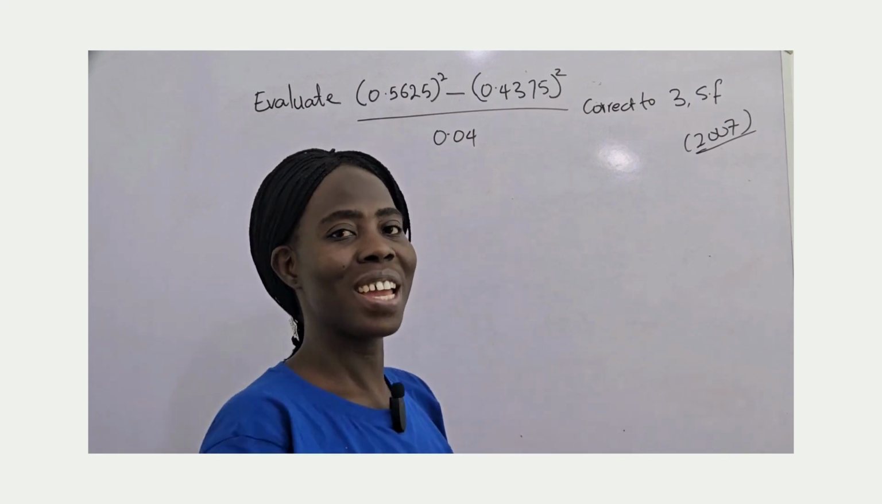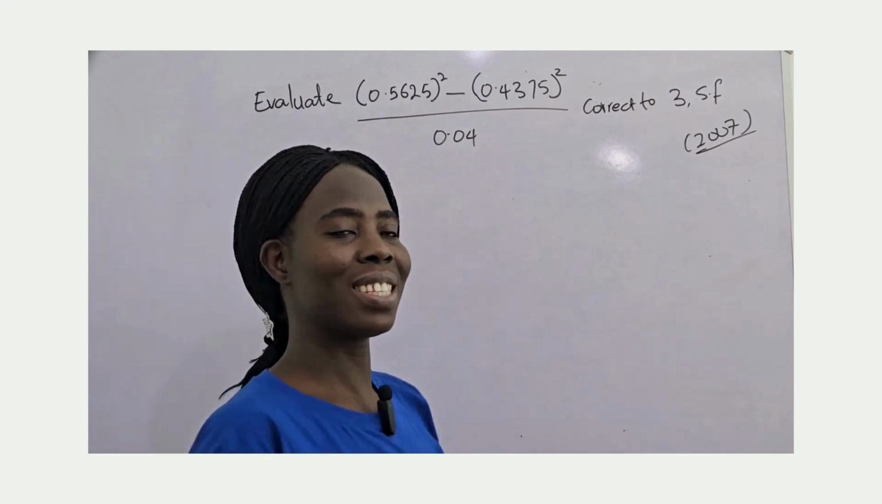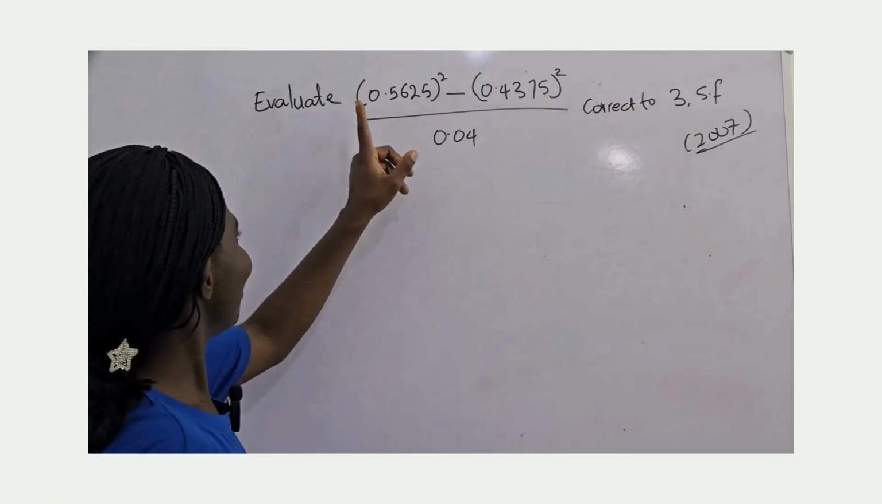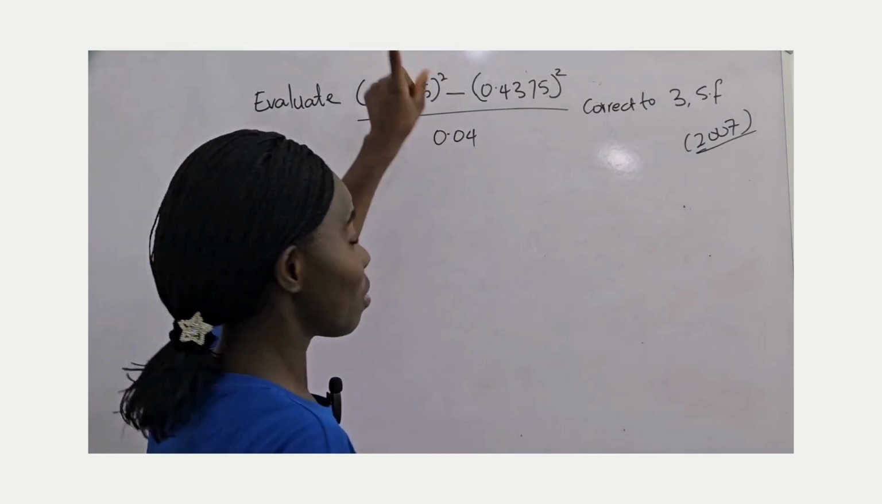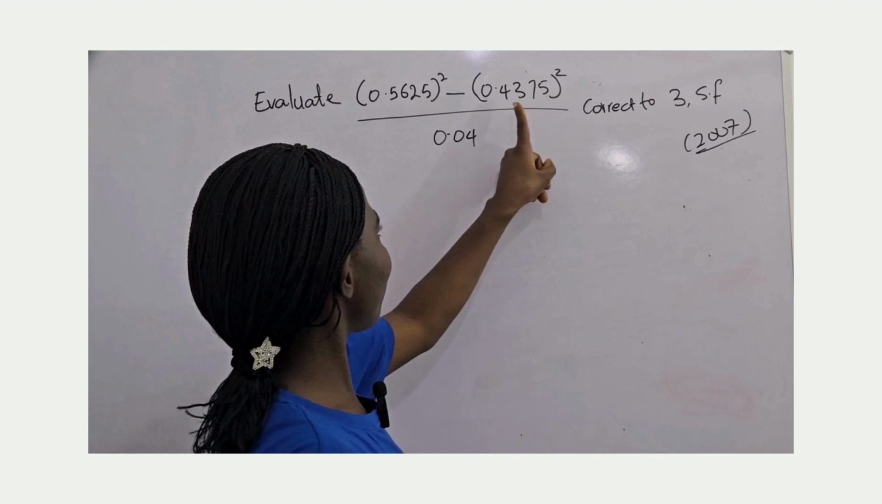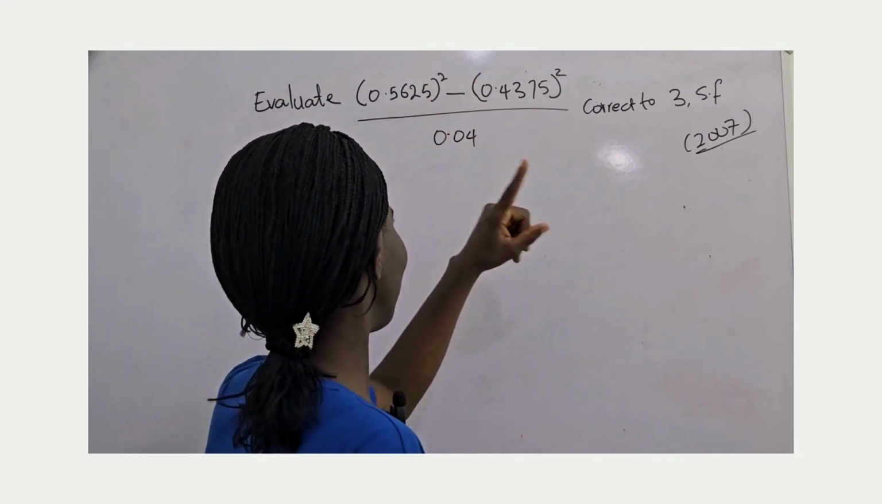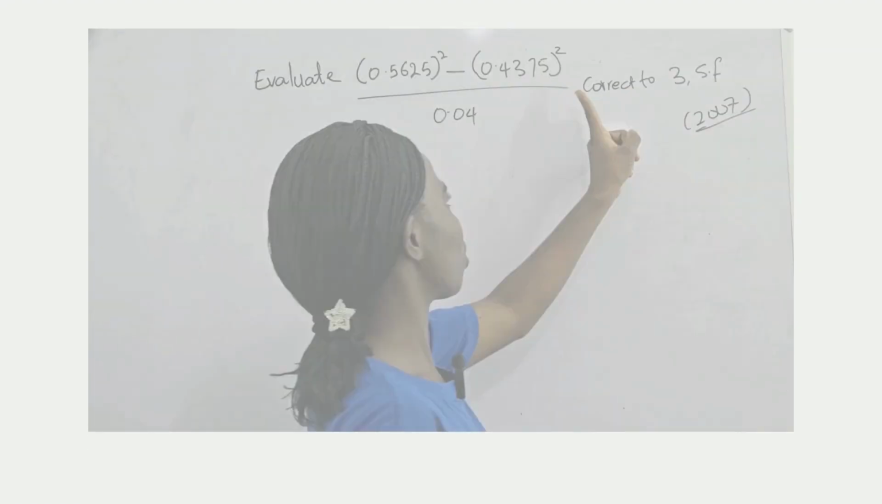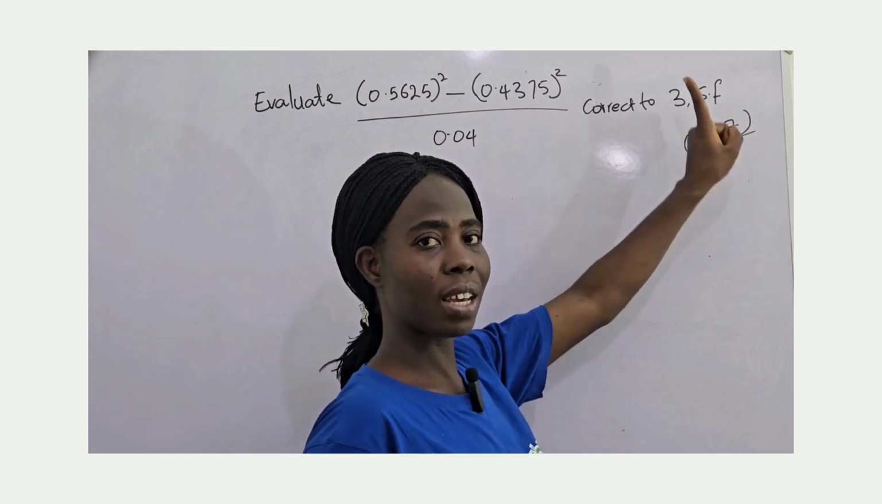This is the 5th video in this series, and today we are dealing with decimals. So let's take a look at this question. This question evaluates 0.5625 squared minus 0.4375 squared, all divided by 0.04. Correct your answer to 3 significant figures.